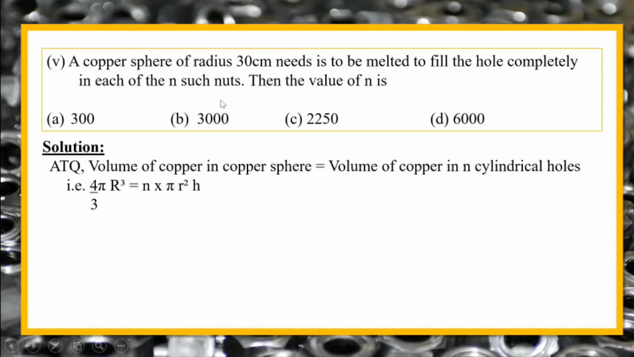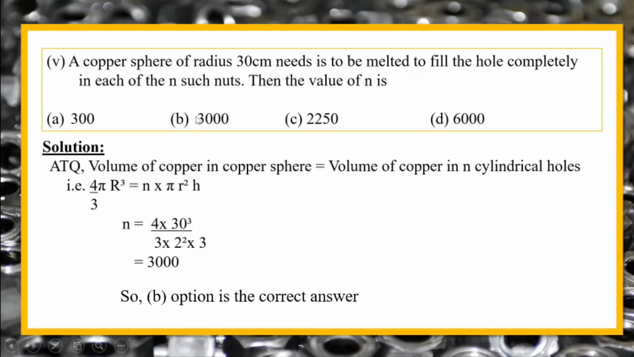Capital R is given to us as 30 centimeters. This small r is given to us as 2 centimeters. And the height is how much? Height is 3 centimeters. Pi and pi cancels and n comes out to be 4 into 30 cube divided by 2 square into 3, and this 3 was also there, so which gives me n is equal to 3000. So hence I can safely say that the B option is the correct answer, and this finishes off the case study question.